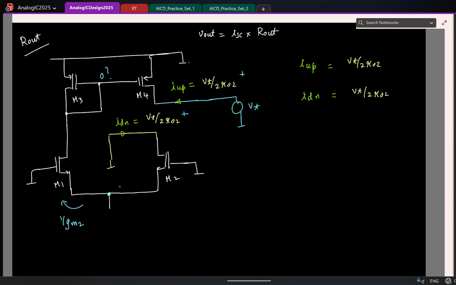So let me erase this. Now I have only applied the blue test voltage source. So now tell me what will happen. Now is this 0 or non-zero? Why non-zero? Because we are applying some voltage, so some current will be there. So due to that current, there has to be some VGS.